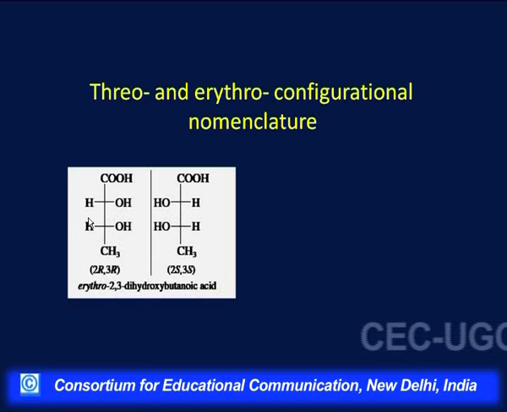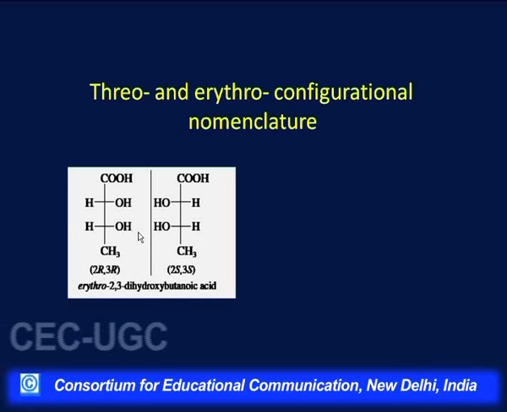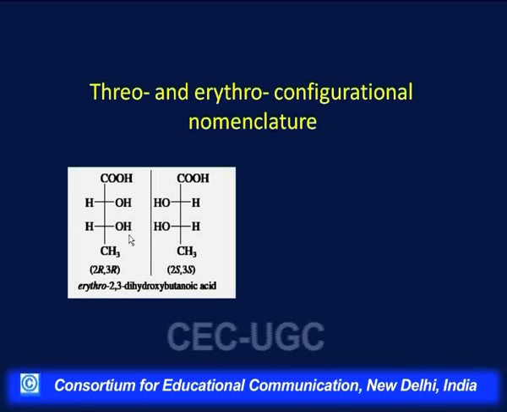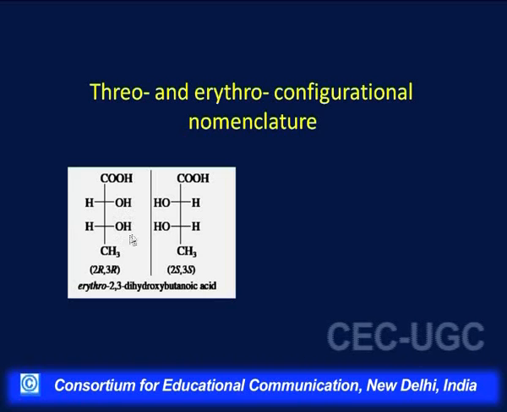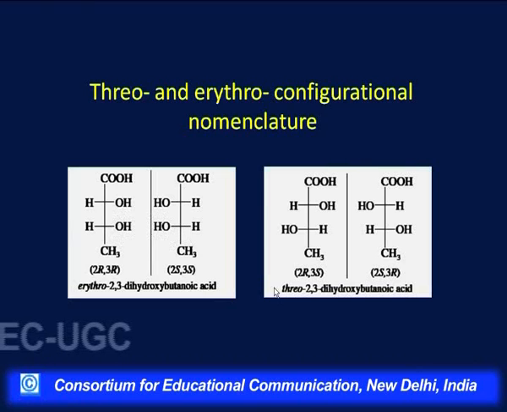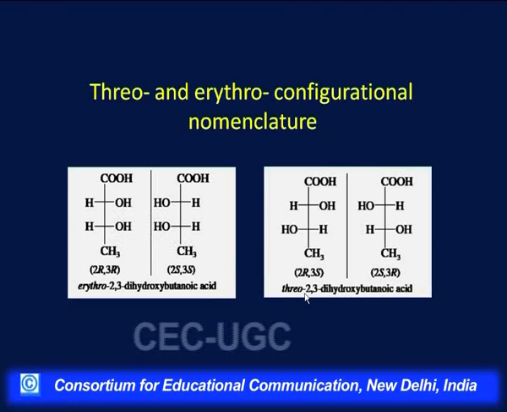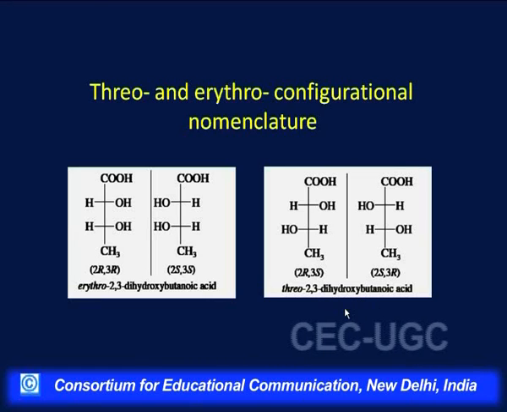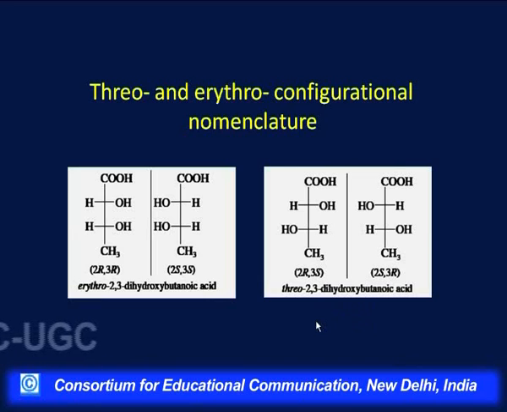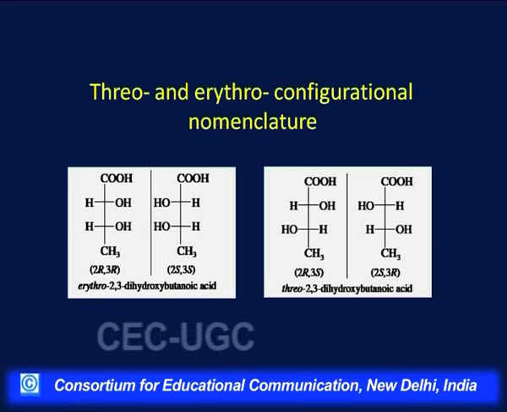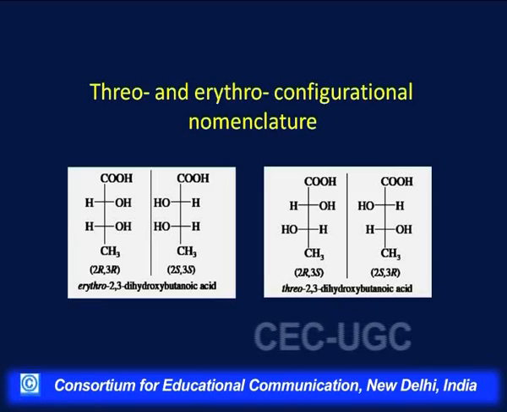So, if we further want to differentiate between the 2, then we will have to use along with that the nomenclature capital D or capital L, because this will be assigned capital D configuration and this will be assigned capital L configuration, and this is threo 2,3-dihydroxybutanoic acid. So, this threo and erythro nomenclature is used for writing the configuration for compounds which have 2 asymmetric carbon atoms and at least one common substituent on them.